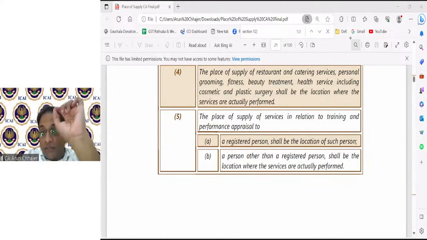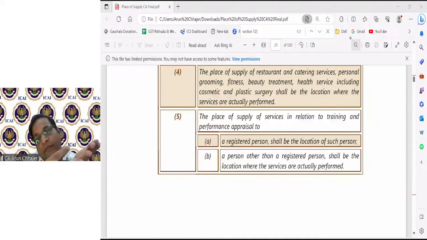Please make some chart in your notebook. Section 12 subsection 3, in short, it is talking about the immovable property. What is the place of the supply? Location of property. In that also, you can write if the property is outside India, then the place of the supply would be LOR. Section 12 subsection 4 is talking about certain performance-based services like restaurant, beauty treatment, healthcare, plastic, cosmetic surgery. What is the place of the supply? Place where the services are actually performed. Then training, then performance. Likewise, please make the chart, because when I ask the question after half an hour, you should be able to give me the reply. Okay?